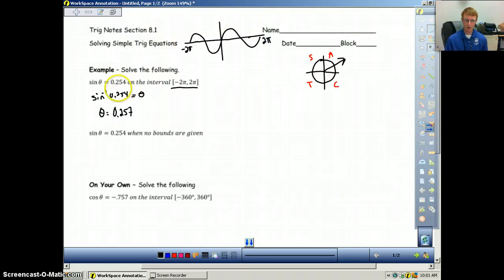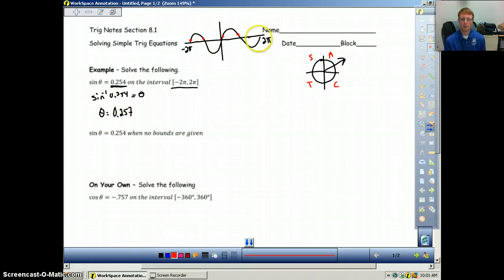What I want you to think about is how many times during that entire graph will our y value be equal to 0.254? Well, I'm going to approximate it here because we know the top point is 1. So I would say like here, and then here, and then here, and then here. So all of those would be approximately 0.254. So we actually should be getting 4 values. But right now we are only starting with 1 value.